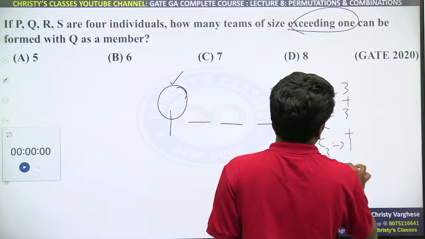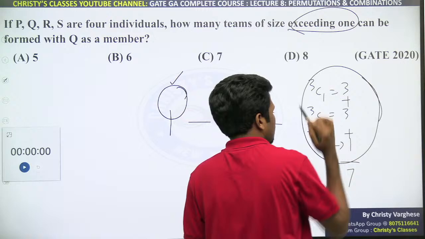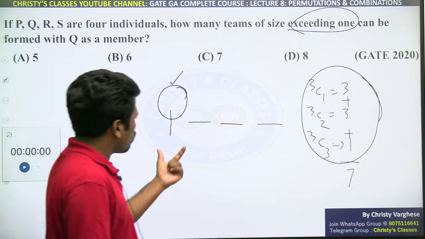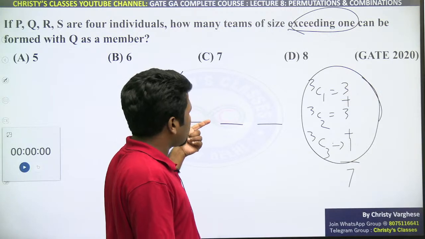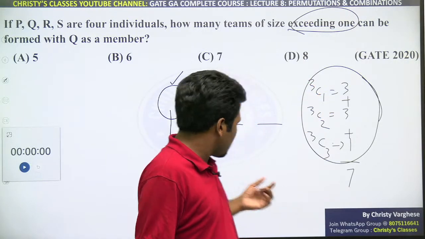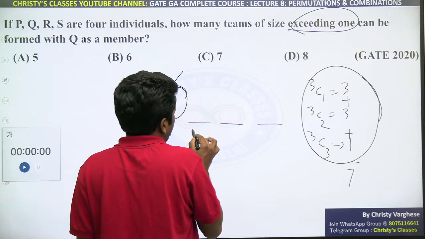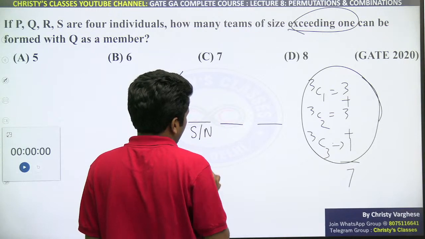3 plus 3 plus 3, 1, 7 होगा आंसर. But I will say this is not the smart way. This is the correct way but not the smart way. The smart way is you think from the perspective of each member. Here we are thinking about the number of members, but instead think from the perspective of each member. Each member का क्या क्या possibility है? Select होना या not select होना?